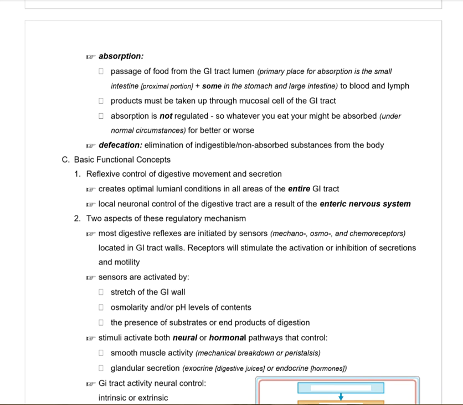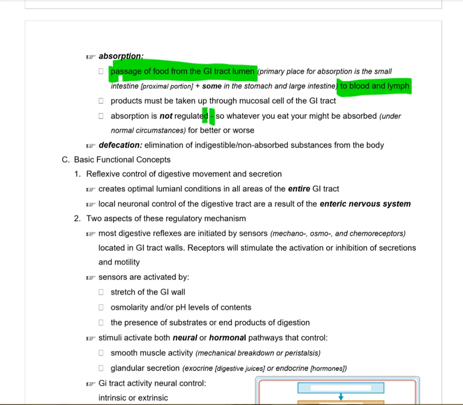All right, so now we're getting to absorption, okay? Absorption is a passage of the food from the GI tract lumen. Remember, lumens are openings. So from the inside of the GI tract to the blood, and in some cases, the lymph. So we're going to pass the food from the GI tract lumen to blood and lymph. That means that the products must go through the mucosal cells of the GI tract. We have to go into the mucosal cell and then into the blood.